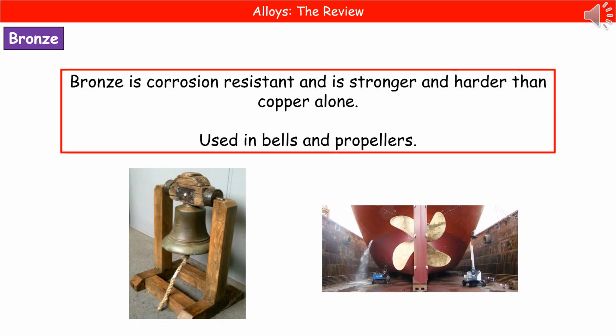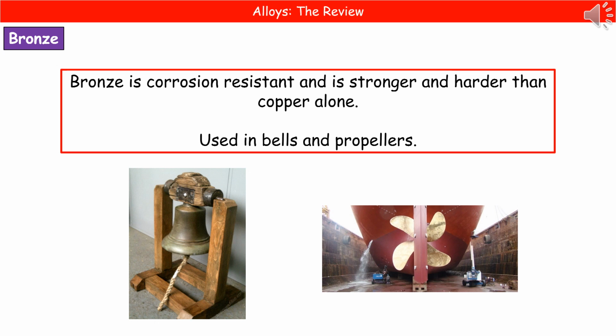The last alloy we're going to look at is bronze. Now, key thing about bronze is it's corrosion resistant and is stronger and harder than copper on its own. Now we use this in bells and propellers. Obviously in a bell you don't want something that's going to get bent out of shape really easily or corrode.